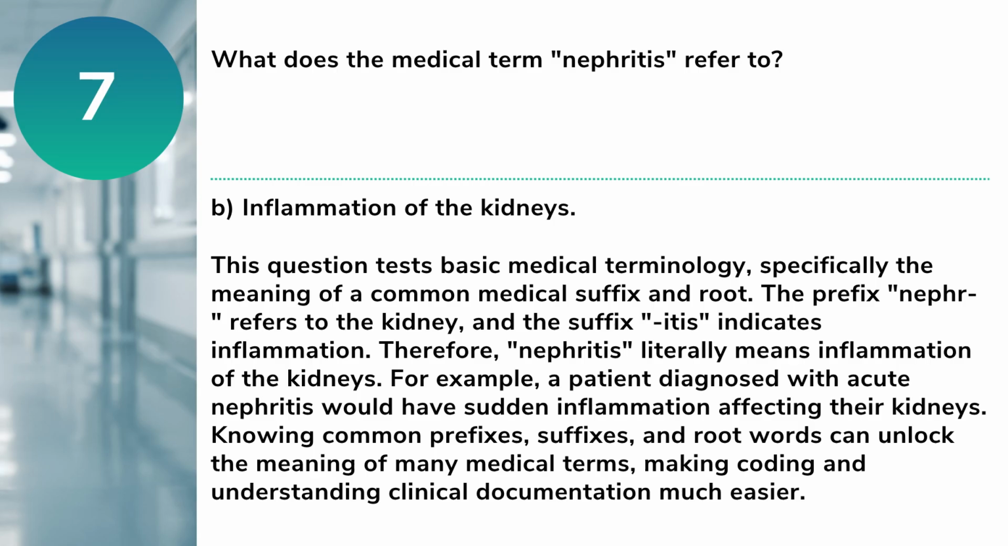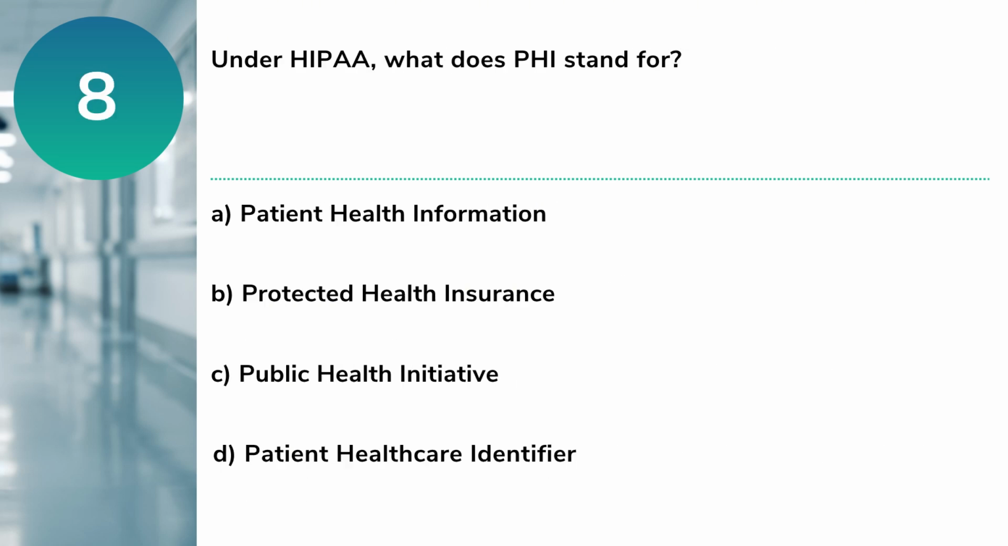Knowing common prefixes, suffixes, and root words can unlock the meaning of many medical terms, making coding and understanding clinical documentation much easier. Question 8. Under HIPAA, what does PHI stand for? A. Patient health information. B. Protected health insurance. C. Public health initiative. D. Patient healthcare identifier.